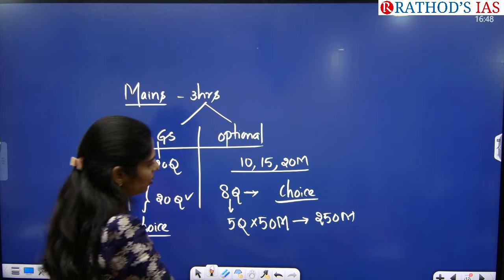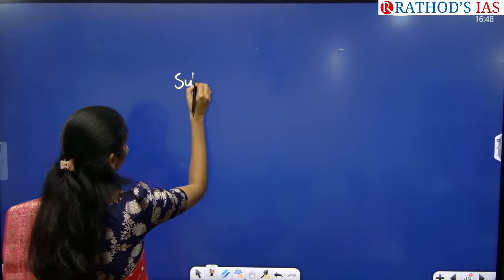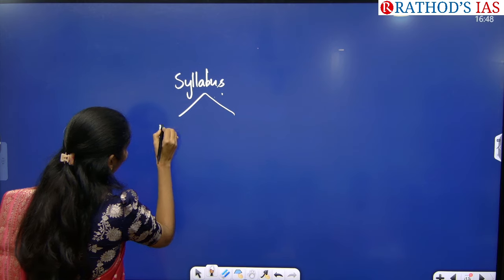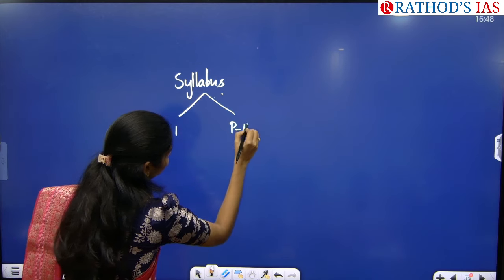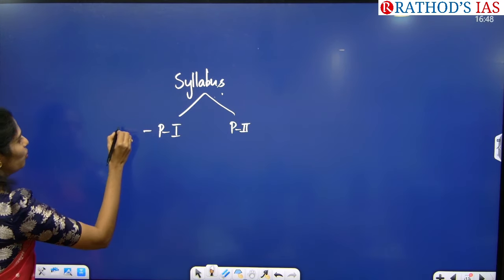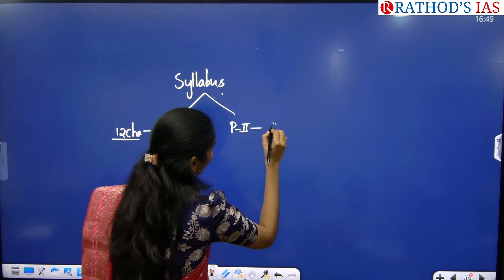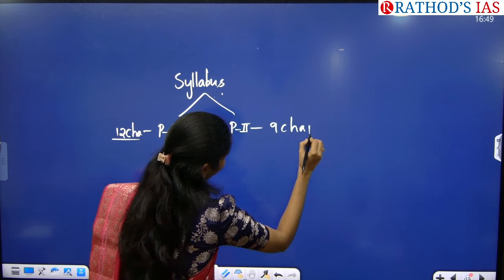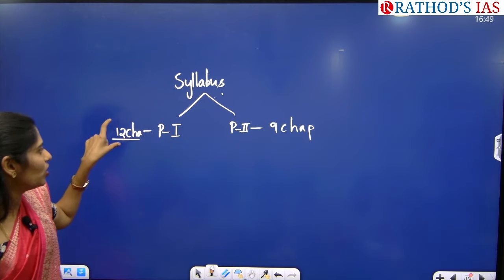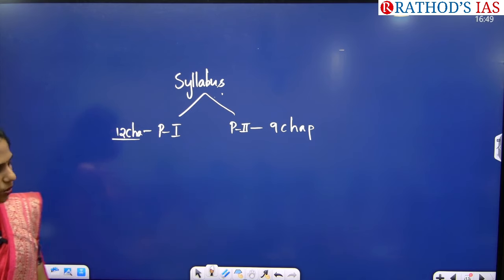Okay. So let me give you an overview of your syllabus. So anthropology you have paper 1 and paper 2. So how many chapters are there in your paper 1? We have 12 chapters. In paper 2 you have 9 chapters. Okay, so first of all you have to remember, you have more number of chapters in your paper 1 and less number of chapters in your paper 2.